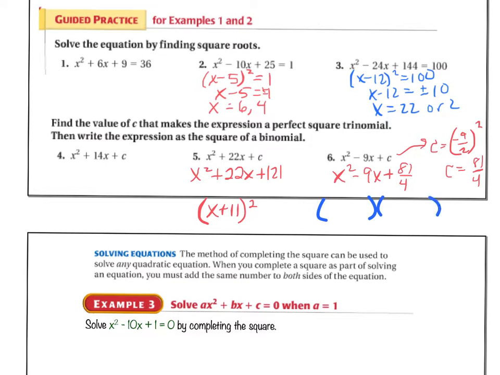I'll do it as two binomials first. You just square root the first term. So the square root of x squared is just x. You know that your signs are both negative, and now you need to just square root the last term. So the square root of 81/4 is just 9/2 for both spots. And then you put them together to write them as a square of a binomial.